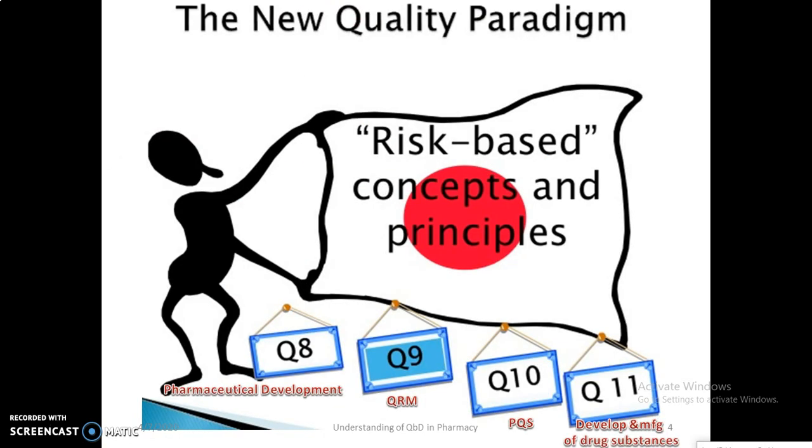There is a new quality paradigm, with risk-based concepts and principles. As per the ICH guidelines, it has been introduced into Q8, which is called pharmaceutical development. Q9 is QRM, that is quality risk management. Always you have to analyze the risk and identify the risk. Then PQS, that is the pharmaceutical quality system, is Q10, and Q11 is the guideline for the development and manufacturing of drug substance.